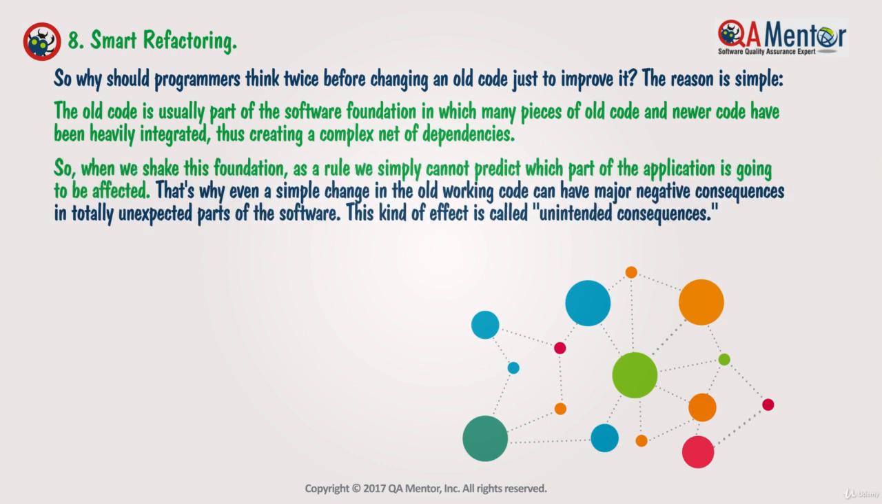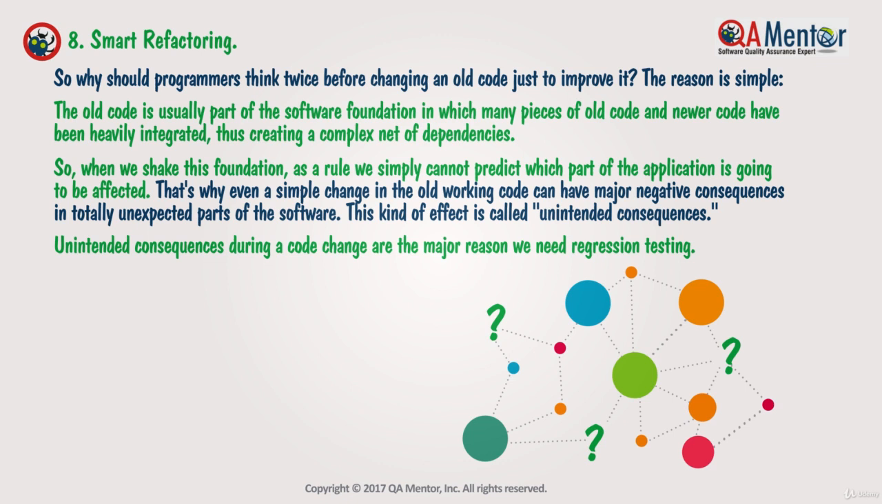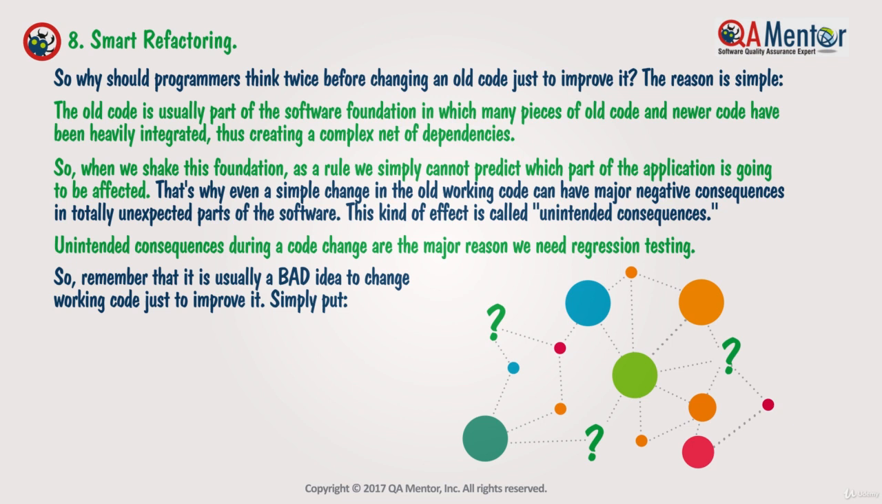So when we shake this foundation as a rule, we simply cannot predict which part of the application is going to be affected. That's why even a simple change in the old working code can have major negative consequences in totally unexpected parts of the software. This kind of effect is called unintended consequences. Unintended consequences during a code change are the major reason we need regression testing. So remember that it is usually a bad idea to change working code just to improve it. Simply put, if it ain't broke, don't fix it.